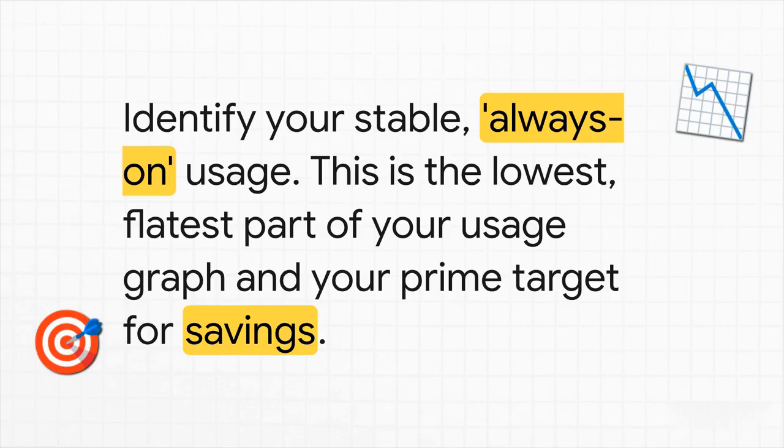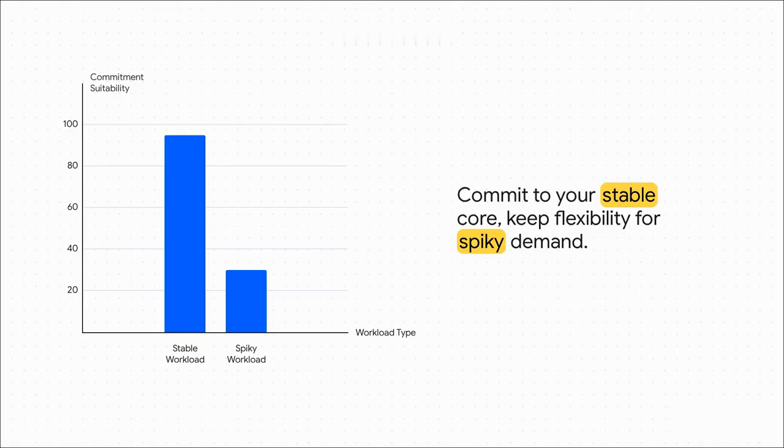That is your prime target for savings. And this chart right here is the whole strategy in a nutshell. That nice, flat, stable bar on the left, that's your production web servers, your core databases. That's the stuff you cover with a savings plan. And the jagged, spiky bar on the right, that's your build servers, your dev environments, your unpredictable bursts of traffic. You leave that stuff on demand, so you keep all the flexibility you need for when things get weird.